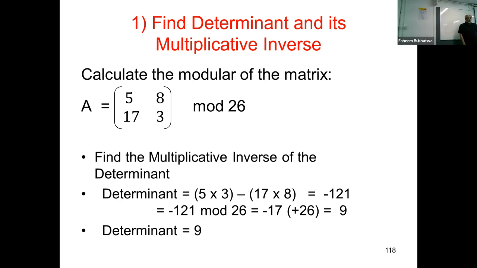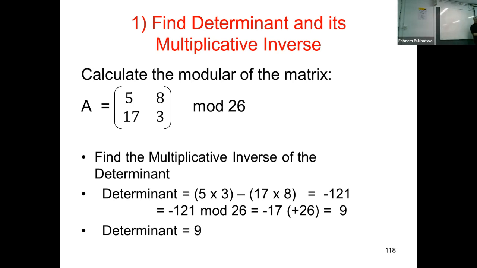So the determinant for a 2 by 2 matrix is to multiply those two numbers minus the product of those two numbers. So it's 5 times 3 minus 17 times 8. The outcome here is minus 121. You need to mod that: minus 121 modded by 26.